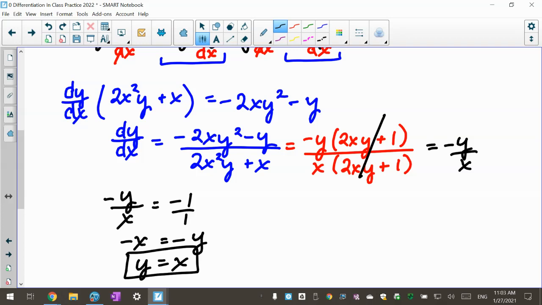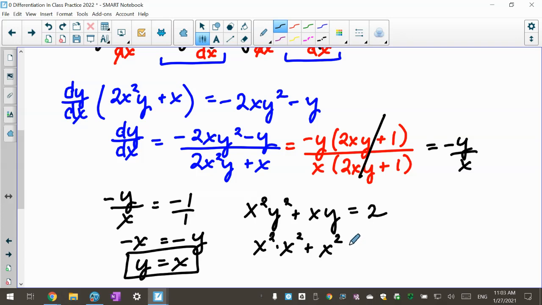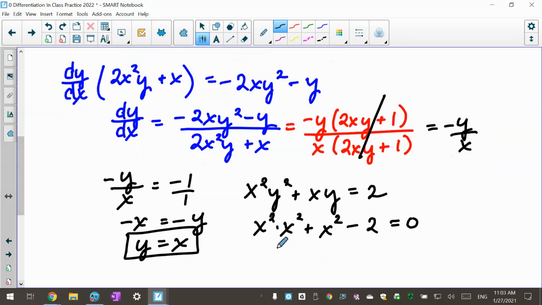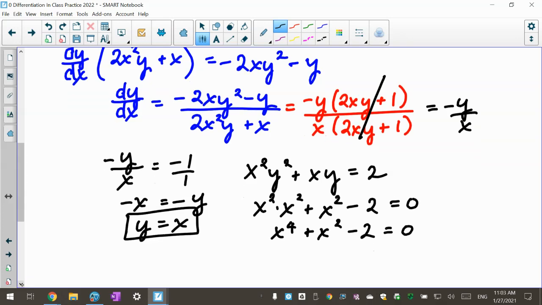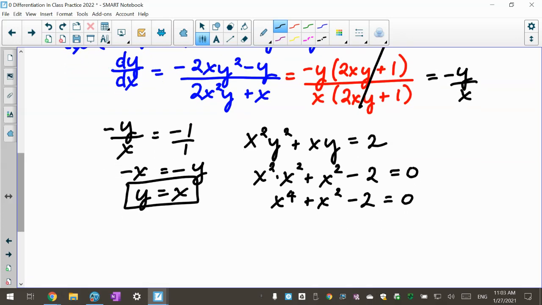So that takes our original function, which is above where you can't see it, x squared y squared plus xy equals 2. And wherever there's a y, I can plug in an x, and then I'd have one variable to solve for. So I have x squared times x squared plus x squared, because x times x is x squared. I'm going to bring over the 2, make it equal to 0. So now I have x to the 4th plus x squared minus 2 equals 0. And then I'm going to factor that to see if I can find my x terms.